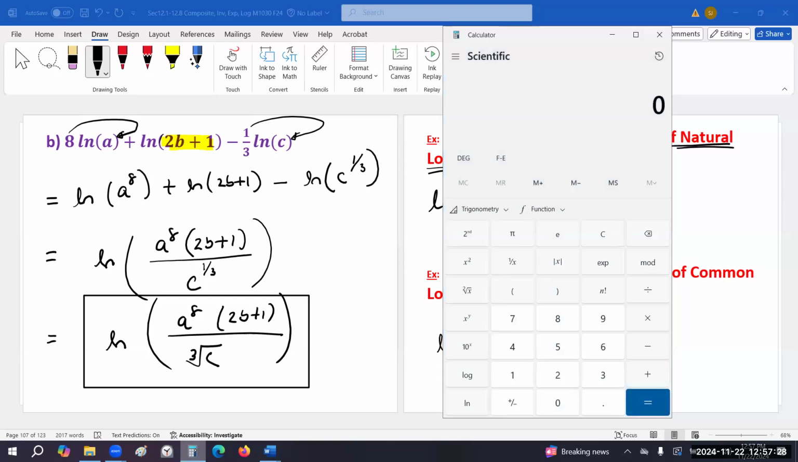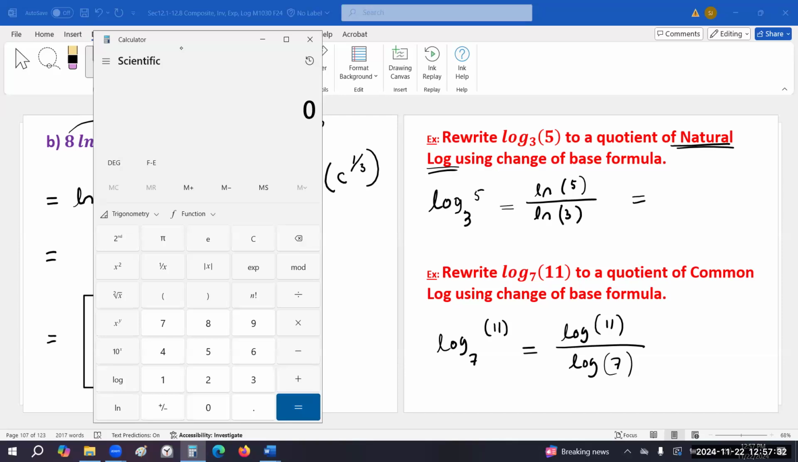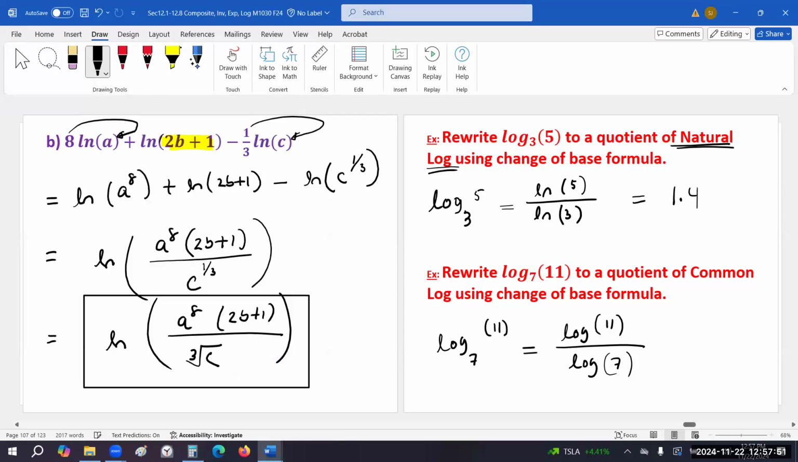Just to practice, you don't have to do it for this question, but for practice: ln of 5 divided by ln of 3. In my calculator, first I have to punch the number and then ln. So 5 ln divided by 3 ln. Enter, that gives us 1.465. You'll get the same answer if you use log.